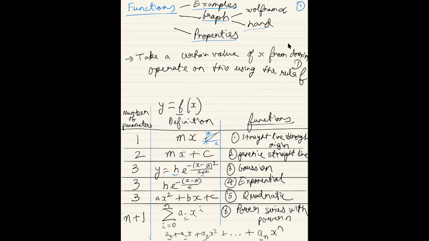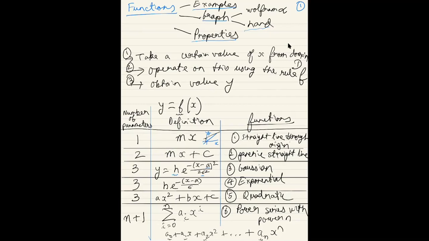So you take a certain value of x from a domain D, you operate on it using the rule f, and then you obtain a value y. So these are the 3 key steps in functions. Here, for example, if x is equal to 1, you operate on it for a given value of m. You need to know what m is, and then you get a certain value of y. And this is the key in plotting functions.